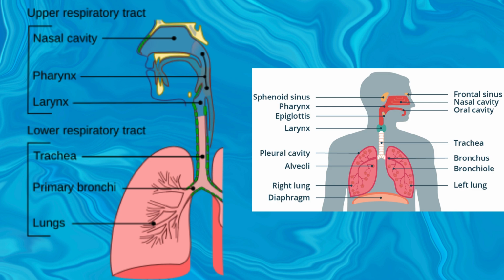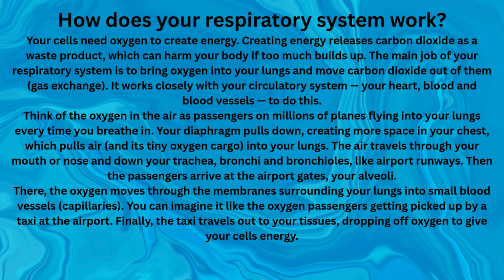Here is the diagram showing upper respiratory tract and lower respiratory tract. Another diagram showing parts of respiratory system. How does your respiratory system work? Your cells need oxygen to create energy. Creating energy releases carbon dioxide as a waste product, which can harm your body if too much builds up.